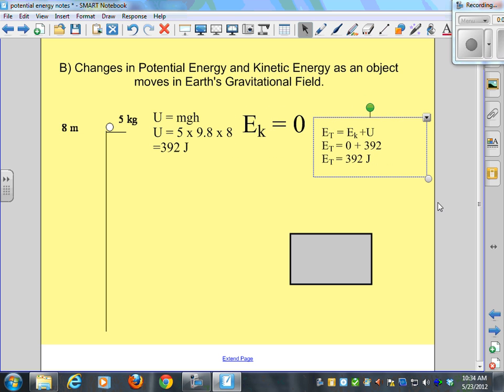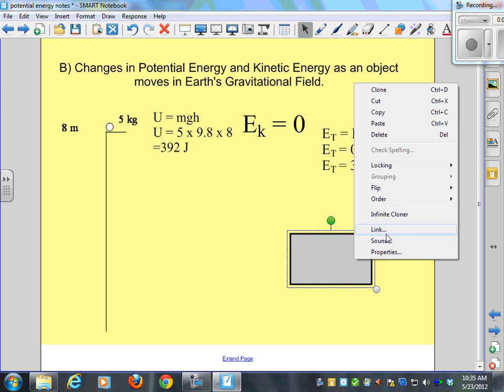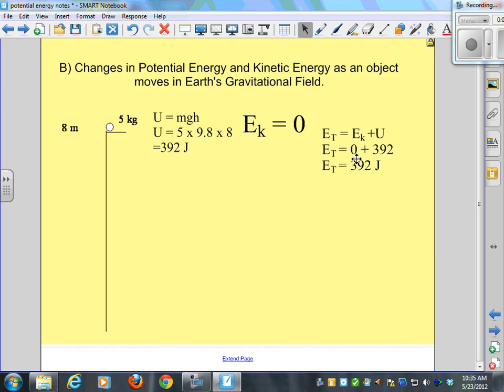Which tells me that the total energy is 392, right? Total energy is 392. Is that 392 going to remain the same throughout the fall? So we actually have to figure out total energy. Potential energy, we just did. I know, but total energy is potential energy plus kinetic energy.